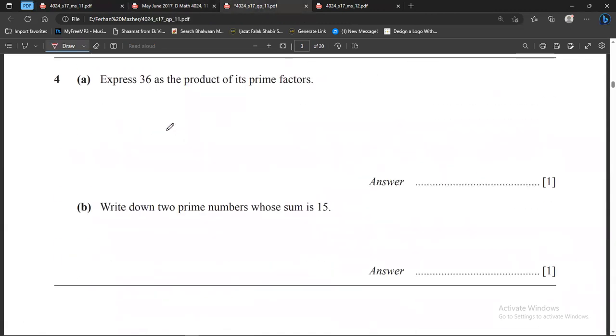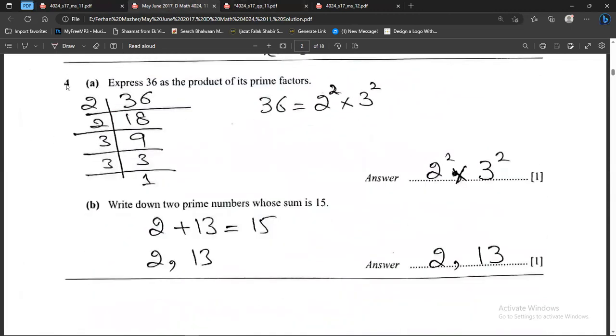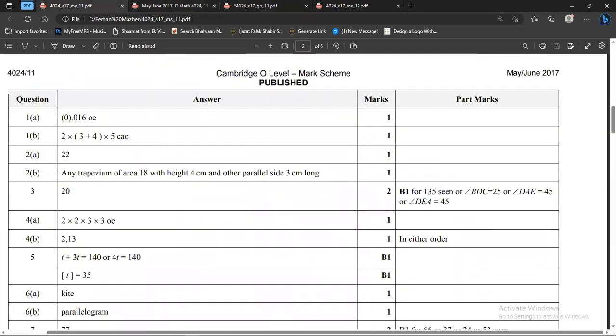Okay, so question number 4 is on your screen. He says, part A, express 36 as a product of its prime factors. So I will divide 36 by 2. I get 18. 18 divided by 2 is 9. 9 divided by 3 is 3. 3 divided by 3 is 1. So 36 is 2 square multiply 3 square. So 2 square multiply 3 square is the answer.